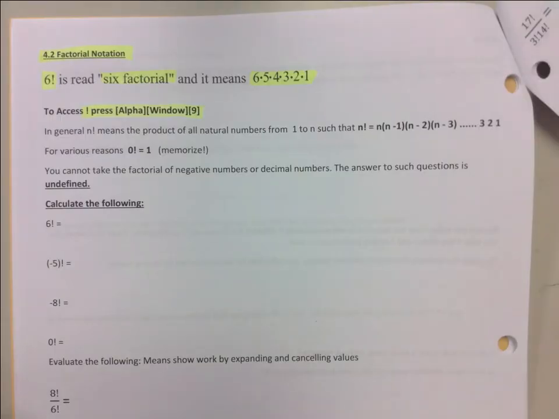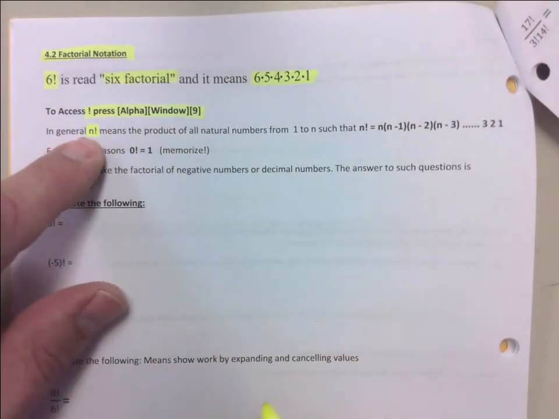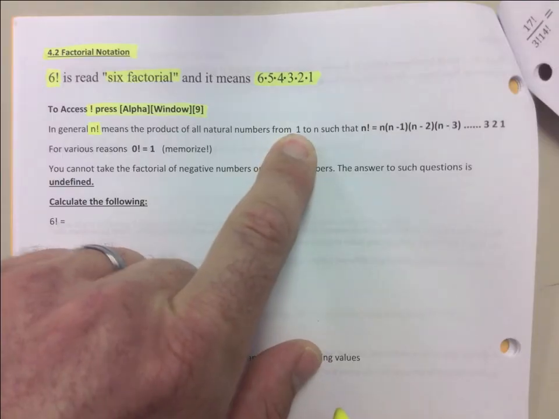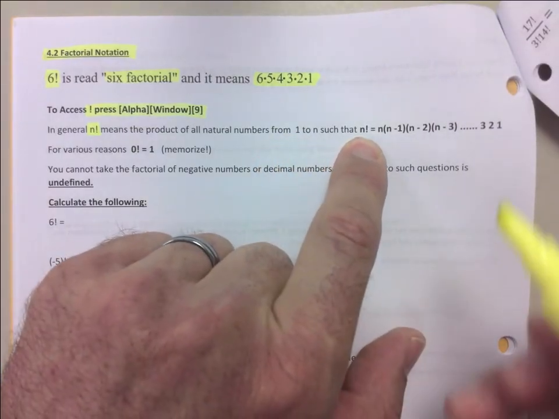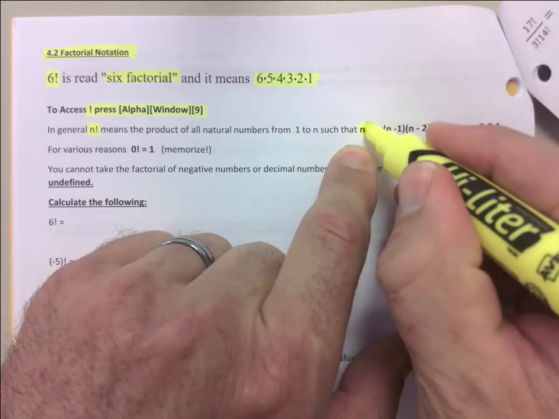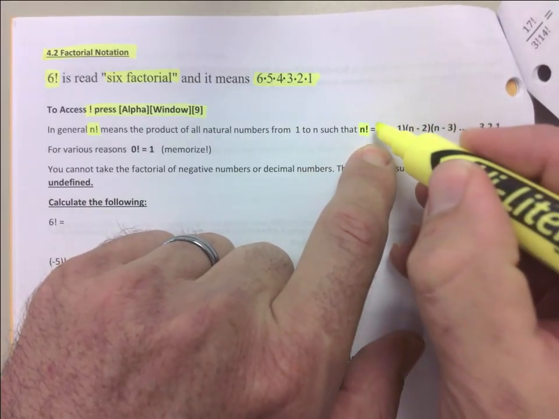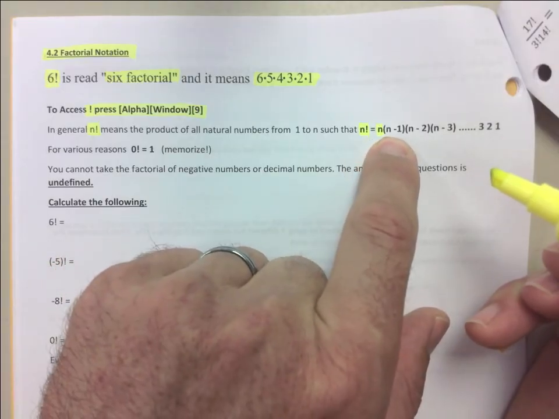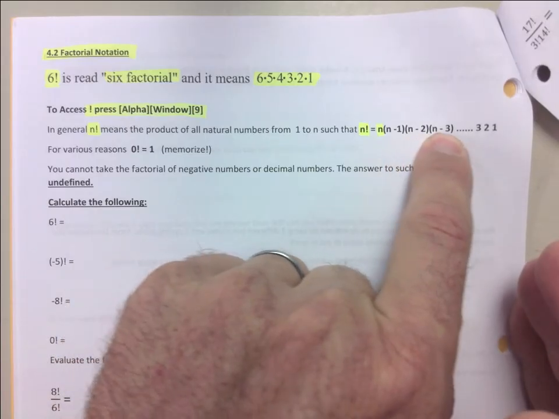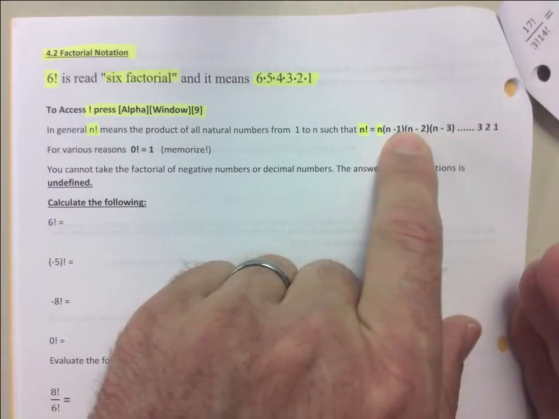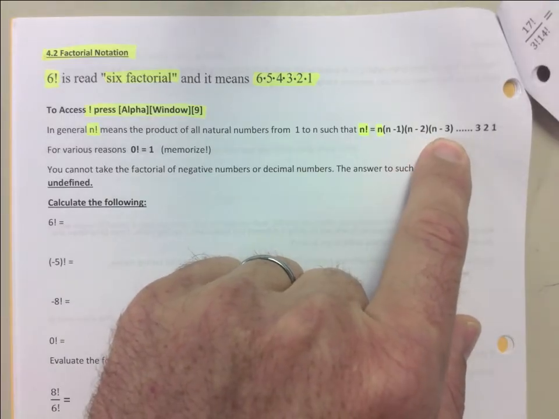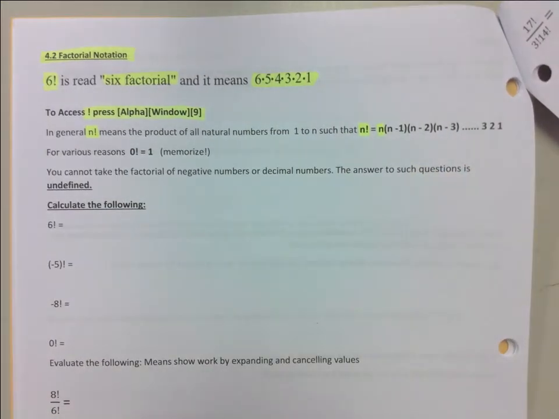So that's that. N factorial: any number with a factorial means that it's the product of all natural numbers from 1 to n. This is in general. We can't just use a number. In general, if you see n factorial, you start with n, and then you keep multiplying it by a number that's less than n, only natural numbers, all the way until you get to 1. So we subtract 1 from the original, then subtract 2, then subtract 3, and it just keeps going further and further down until you get to 1.